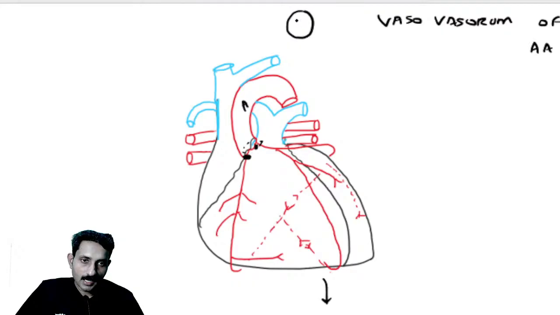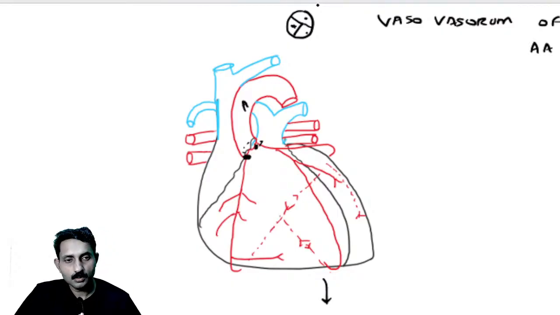Usually in the aortic valve, we'll have 3 cusps here. 2 cusps will be called coronary cusps, and one is the non-coronary cusp. So there will be 2 coronary cusps and 1 non-coronary cusp. We'll discuss later on if time permits. These 2 arteries will come from the coronary cusps. Okay, 1 non-coronary cusp and 2 coronary cusps are there.